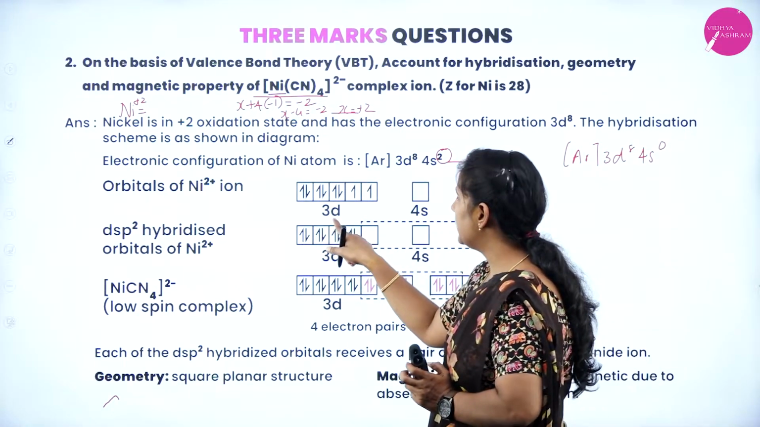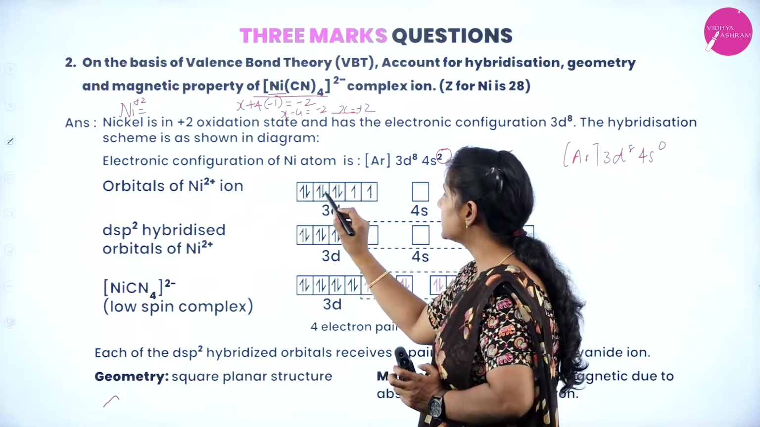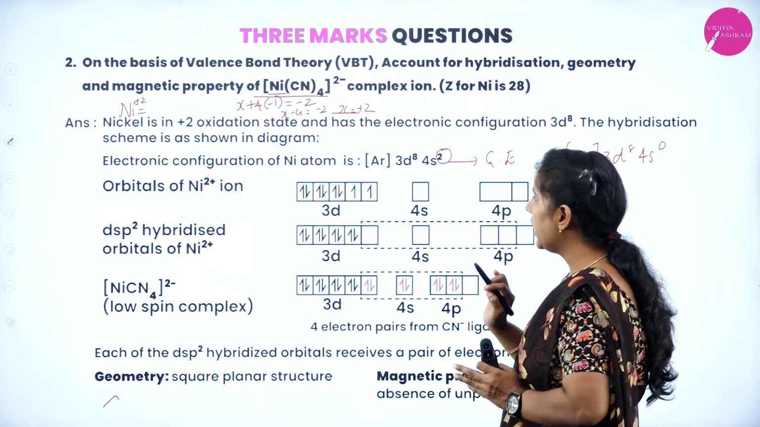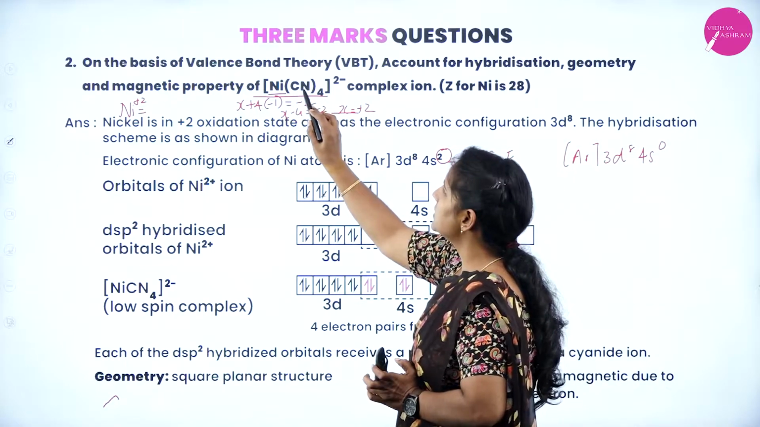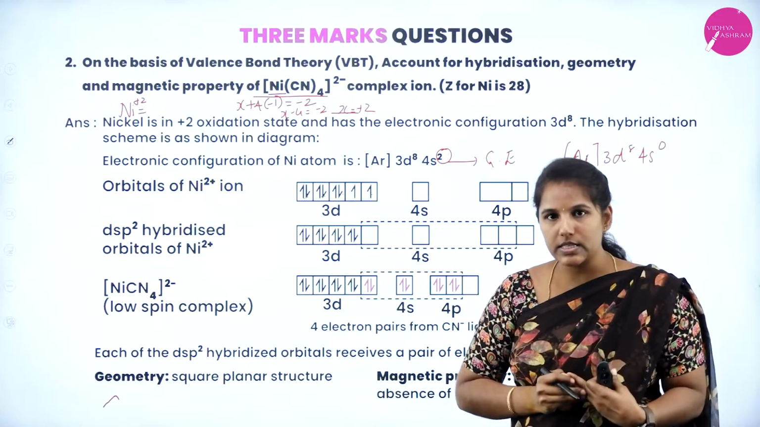That is why I have split the 3d. So you can count that: 1, 2, 3, 4, 5, 6, 7, 8. 8 electrons are there and 4s is 0. And we know that the nickel gets attracted towards cyanide. Cyanide is the strongest ligand.